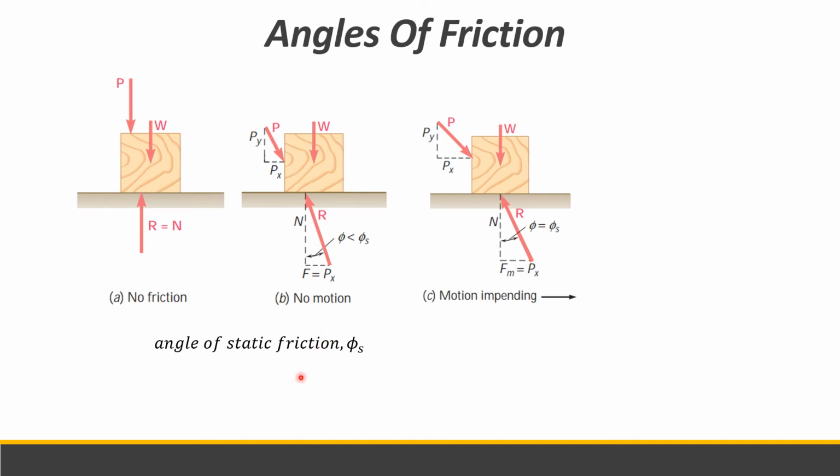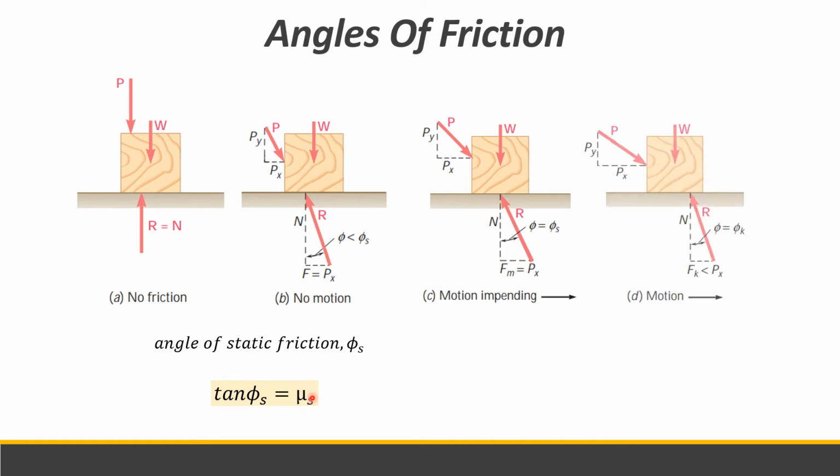So that is the angle of static friction, which is denoted as phi s. So our formula in relation to the coefficient of static friction is tangent phi s, or the tangent of the angle of static friction, is equal to the coefficient of static friction. This is their relation, no? So this is the relation. So that is the angle of static friction.